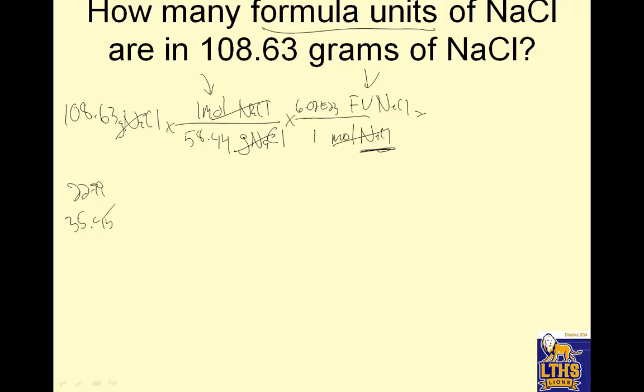So 108.63 divided by 58.44 times 6.02 E23 is 1.12 E24. Well, actually, I've got 5 sig figs starting out, so I should have 5 sig figs in my answer: 1.1190 E24 formula units NaCl.